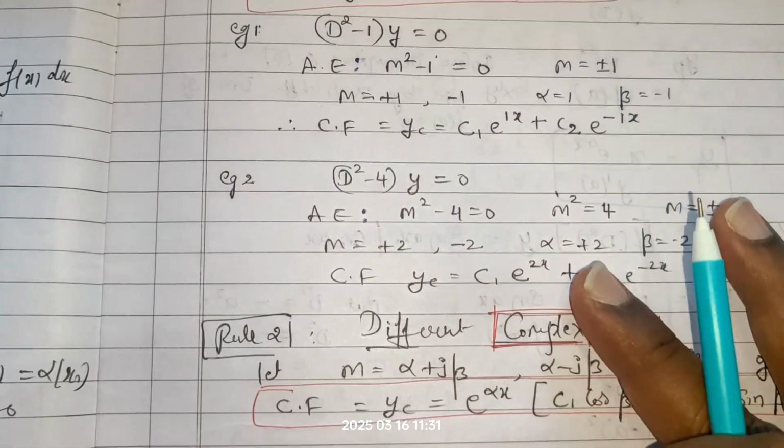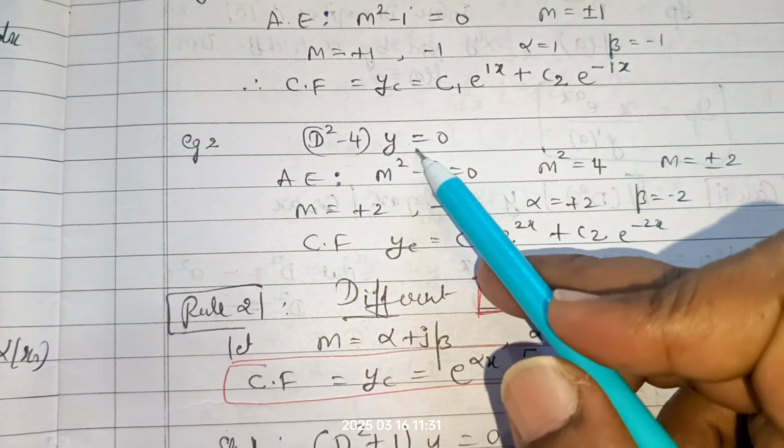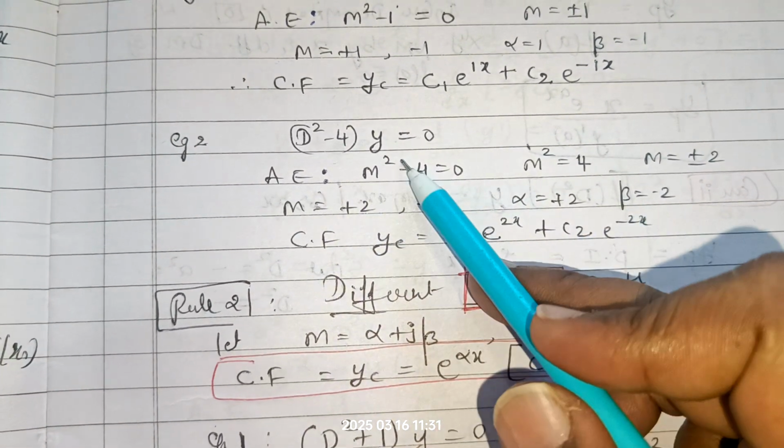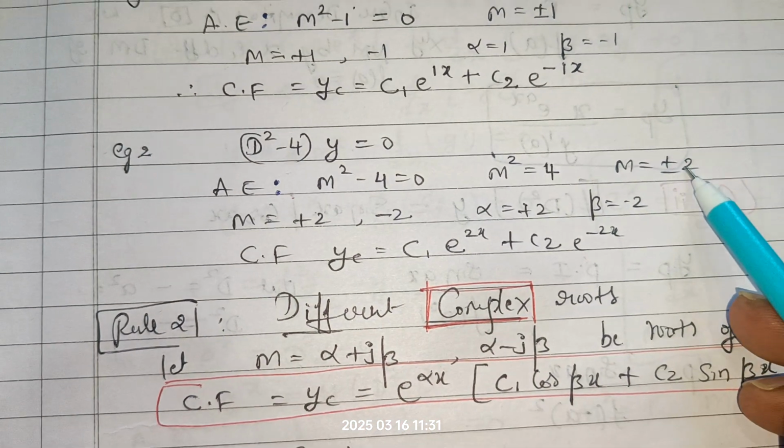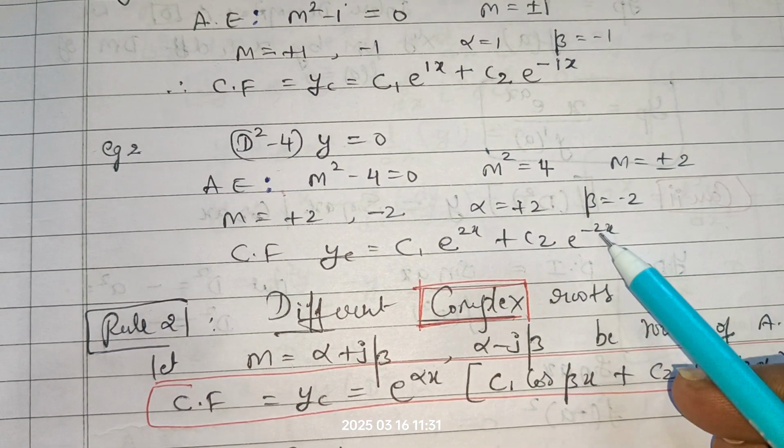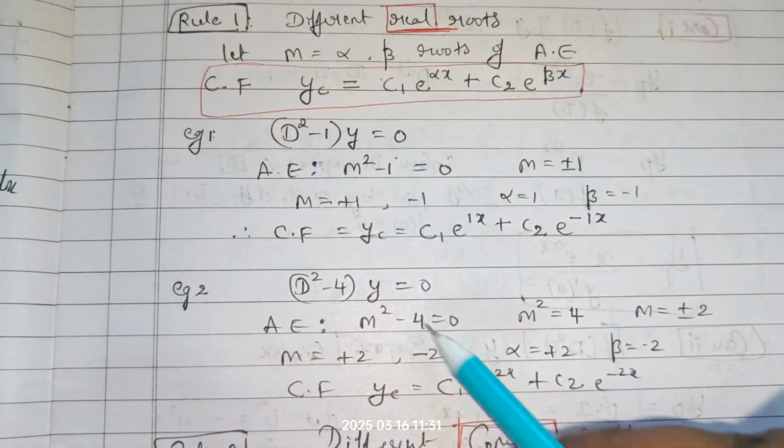Okay, so example 2, you can take (D square minus 4) y equal to 0, auxiliary equation m square minus 4 equal to 0, m square equal to 4, m is equal to plus or minus 2. So here alpha is 2 and beta is minus 2, in the same similar fashion.